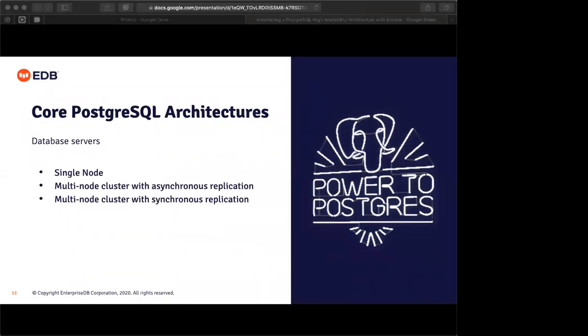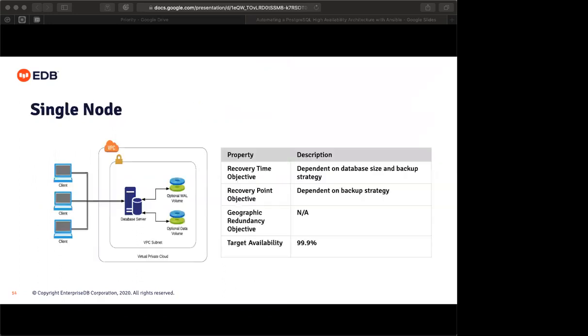So, core PostgreSQL architectures. This is kind of an overview because I'm going to focus mainly on the automation part. There are three different core PostgreSQL reference architectures. One is called single node. Another is multi-node cluster, where you can have a primary and standbys or replicas with asynchronous replication between them, or you can have one primary and replicas with synchronous replication. All these different core PostgreSQL architectures give you different levels of high availability or can help you achieve specific target availabilities.